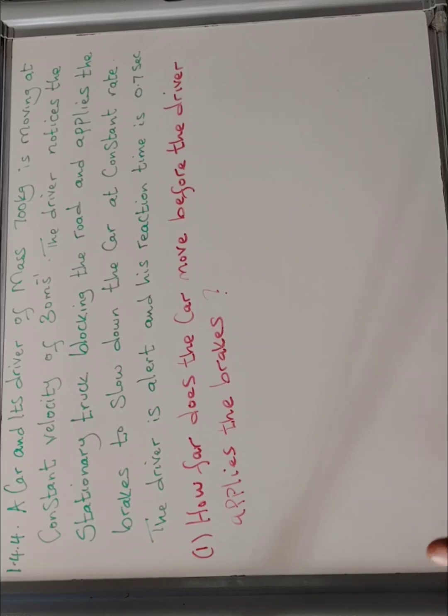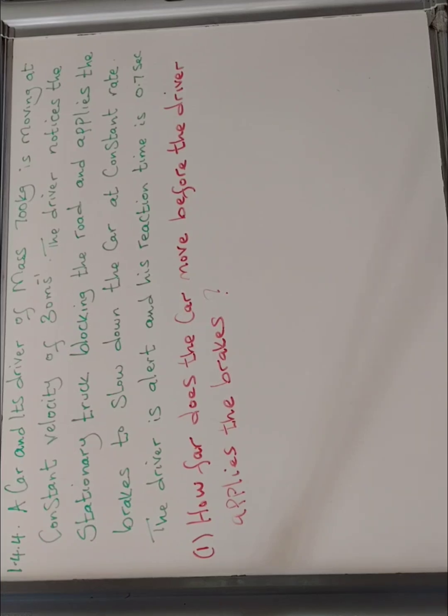It says, a car and its driver of mass 700 kilograms is moving at constant velocity of 30 meters per second. The driver notices the stationary truck blocking the road and applies the brakes to slow down the car at constant rate. The driver is alert and his reaction time is 0.7 seconds. Then the question says, how far does the car move before the driver applies the brakes?